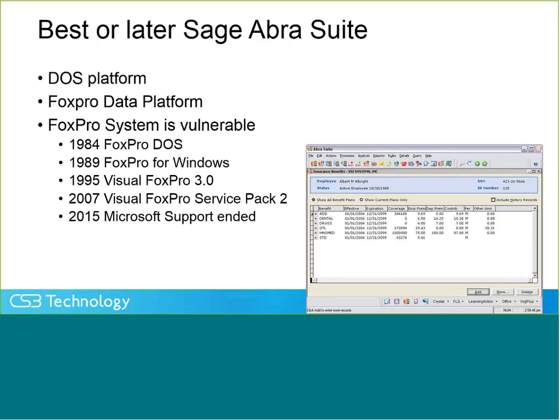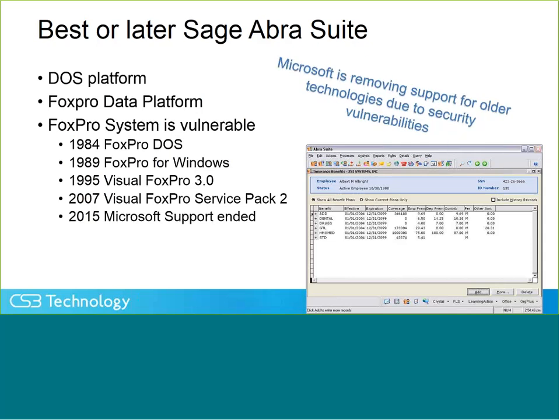So Abra is a DOS-based platform, runs on Fox Pro, and I want to talk a little bit about Fox Pro just so that you can kind of get an idea about it. It was developed in 1984, and you can see that in 2015, Microsoft has ended support for Fox Pro. And so they really have gone through, not just with Fox Pro, but with other areas, and they've removed support for older technologies due to security vulnerabilities. And so that is why Sage had to make a change in the way that Abra was set up. And so they started that.